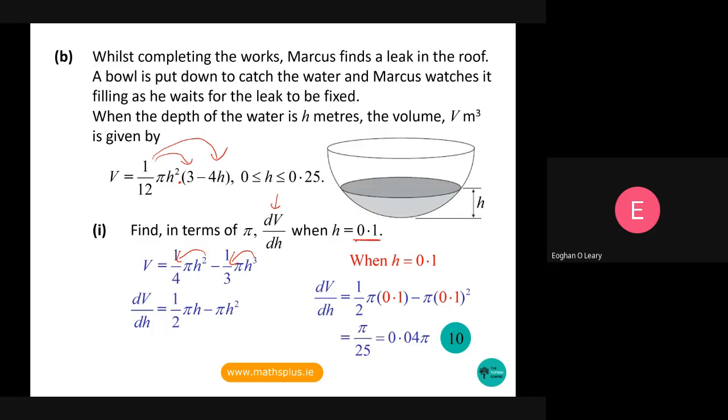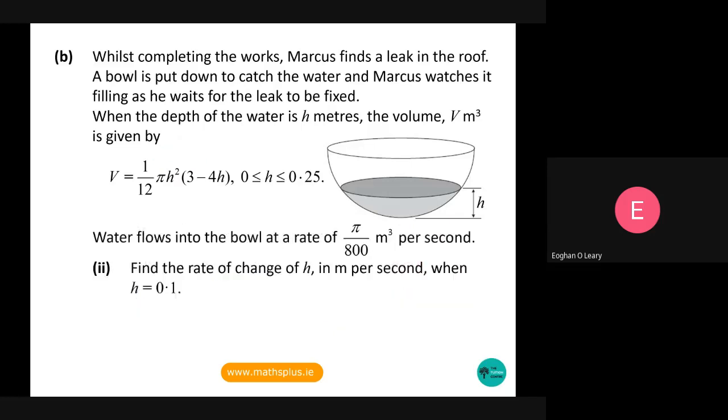Okay. So, not the easiest question, but at the same time, if we were starting from scratch here, really all you had to do was differentiate V in terms of H. It's leading on to the second part. The water flows into the bowl at a rate. Some of you were probably waiting for this moment, the rate of change.